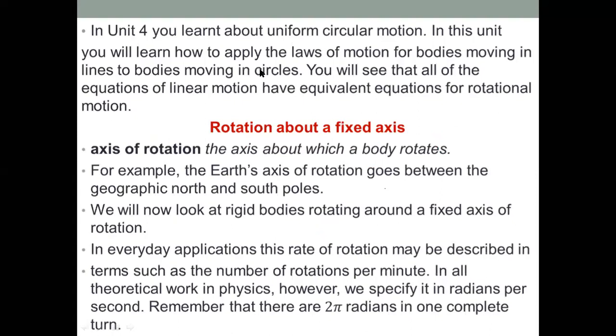So first of all, rotation about a fixed axis. What is an axis? When a body rotates around a circle, we call that part an axis. For example, the Earth's axis of rotation goes between the geographic north and south pole. Right? We learned about this part, and here we are going to learn about it more widely. All right.